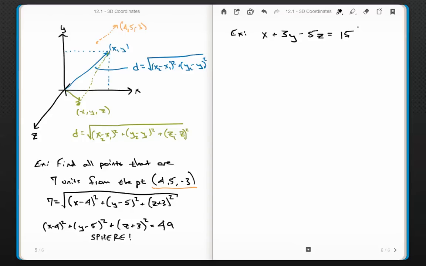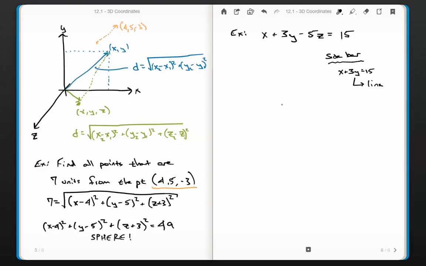Well, we're used to seeing things like x plus 3y equals 15. Let's do a sidebar for that. So x plus 3y equals 15. What does that give me? That gives me a line. So what's the 3D analog of a line when the exponents on all three variables is just 1? Well, that'll be a plane.